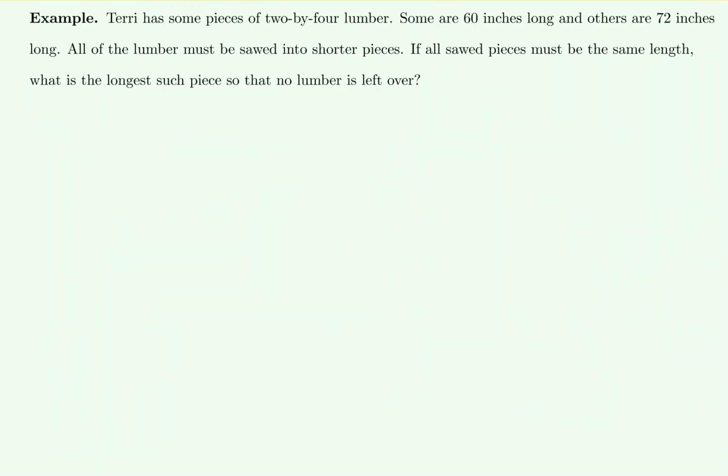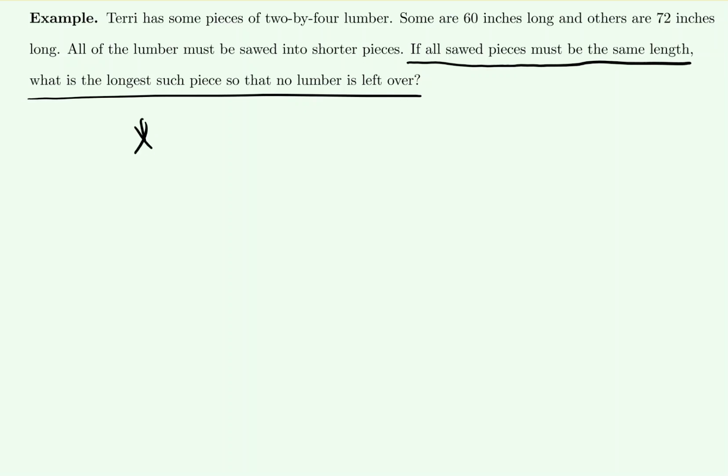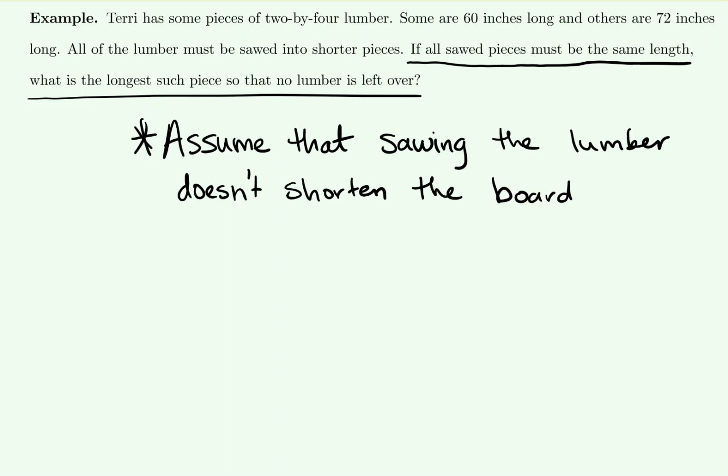Okay, this is our last example for this section. Terry has some pieces of 2x4 lumber. Some are 60 inches long and others are 72 inches long. All of the lumber must be sawed into shorter pieces. If all the sawed pieces must be the same length, what is the longest such piece such that no lumber is left over? So we don't want any leftover remnants, and let's assume here that sawing the lumber doesn't shorten the board. So this is not a realistic assumption, but it will make our problem easier so we don't lose any lumber by cutting it.